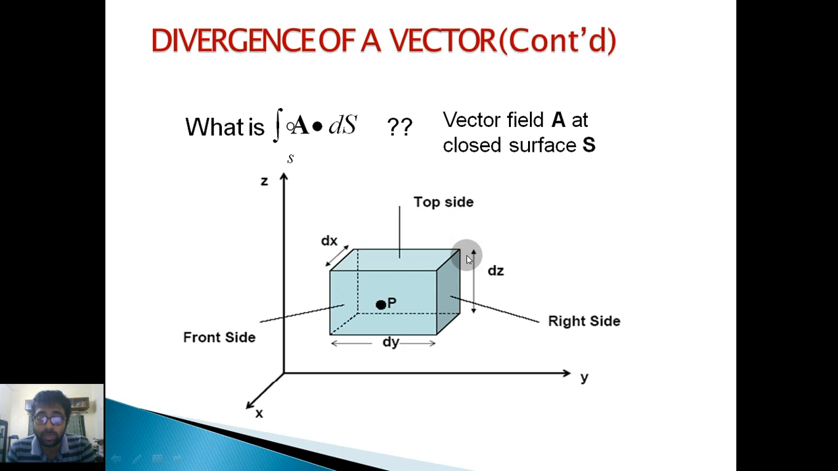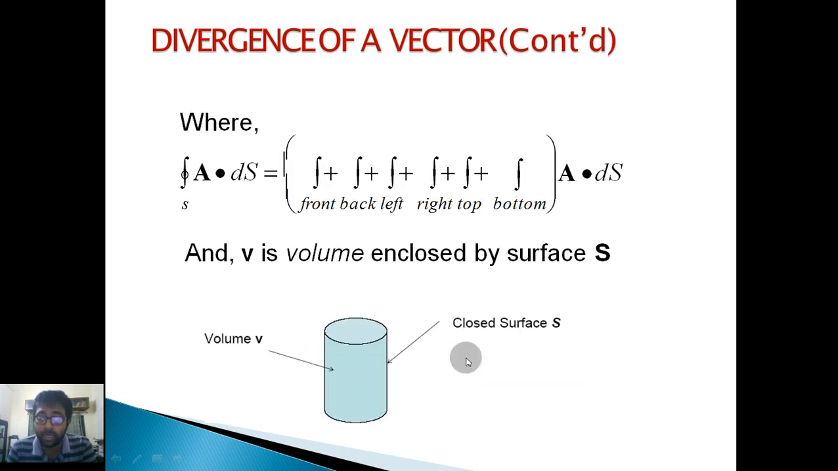After providing all the limits of x along the x-axis, along the y-axis, along the z-axis, we will get the value of the total surface integral of this value, and V is the volume enclosed by surface S. Now this is the closed surface, this is the whole surface, and this is the volume.